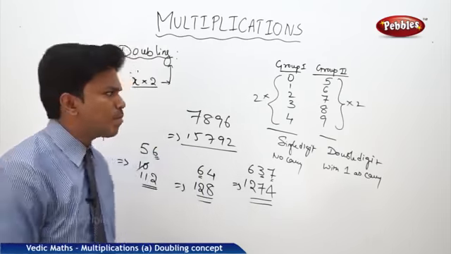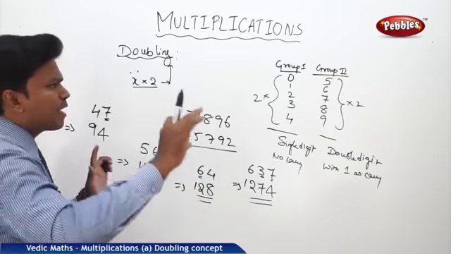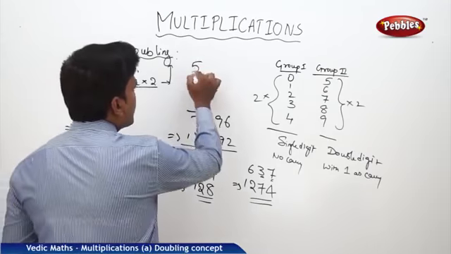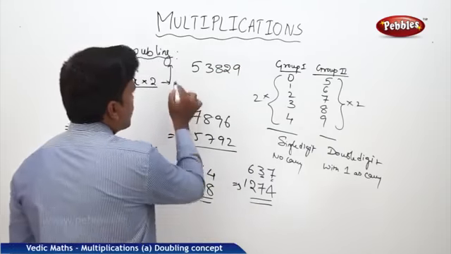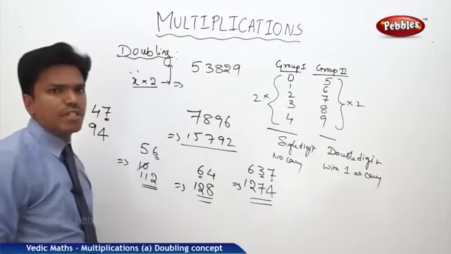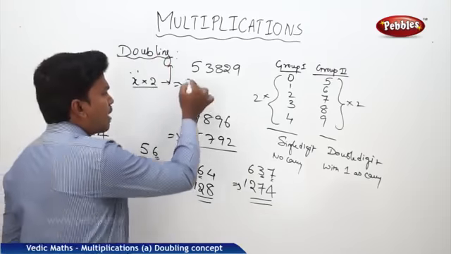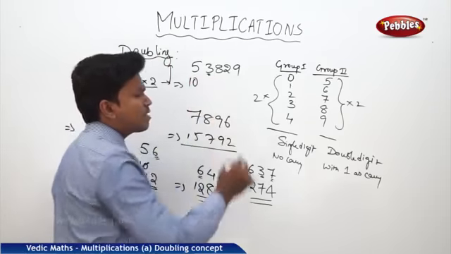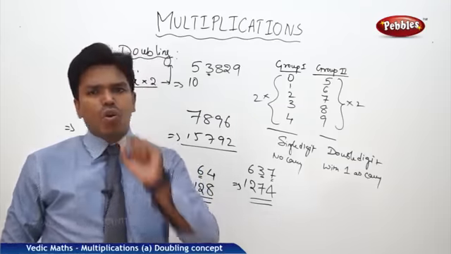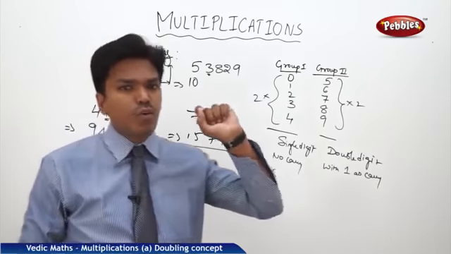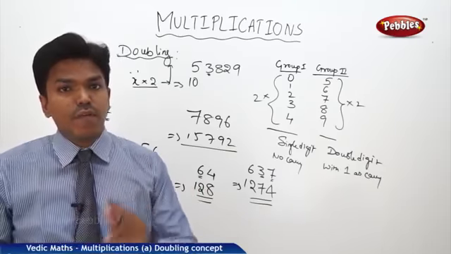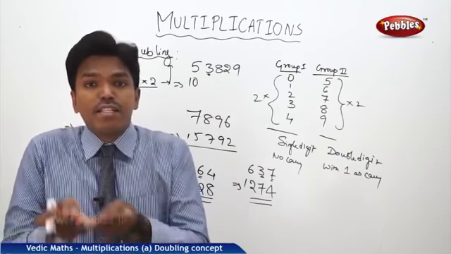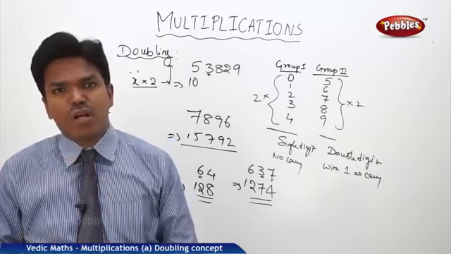Now you can ask me, suppose we finally take one bigger example. 53829. I want the double of this number. Now let us start from the first number, that is 5. 2 5s are 10, but 10 only. Why? Because the next number is group 1. Whenever you are dropping the answer, check whether the next number is group 1 or group 2. If it is group 1, drop this number as it is. If it is group 2, increase this number by 1 and then drop the answer.